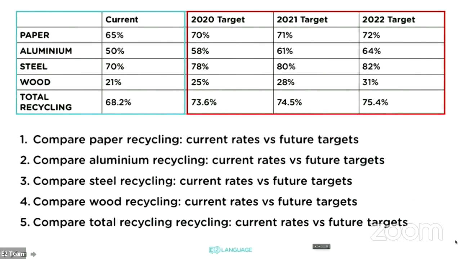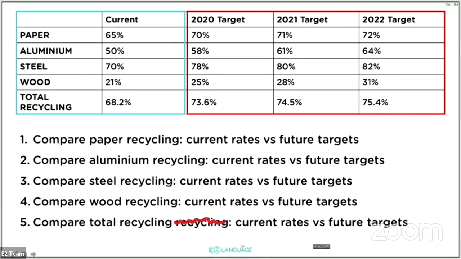So this is what I want you to do. I want you to compare paper recycling, current rates versus future rates, targets. I want you to compare aluminium recycling, current rates versus future targets, steel, wood, and then finally, your fifth sentence, compare total recycling. I don't know why I've written that twice. That's an error. Compare total recycling, current rates versus future targets. I'll give you 5 minutes, pause the video, and then come back.